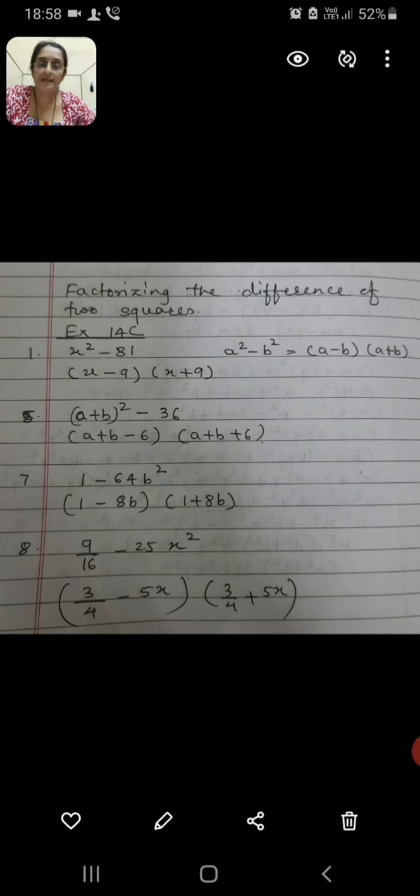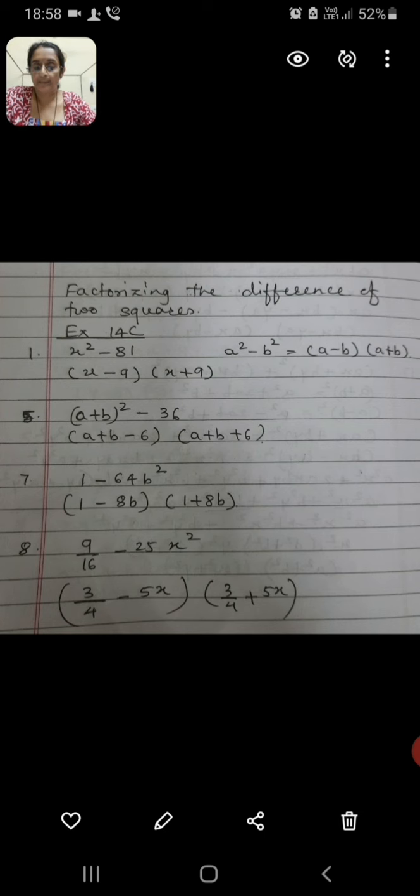Here the first sum which I have taken is x square minus 81. So x square's root is x, 81's root is 9. So once we have to take it positive, once we have to take it negative. How do we do it with a square minus b square? In a square minus b square, a square's root we take as a, b square's root we take as b, and one is a plus b, once it is a minus b. The same way, x minus 9 and x plus 9.